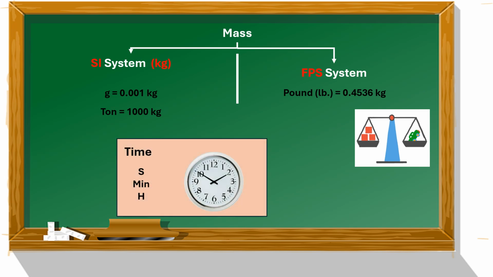Now, let's talk about something everyone understands, time. Time is one of the few basic units that remains the same in all systems. Whether you use SI or FPS, you'll always see seconds, the base unit, used in physics, calculations, and precise timing. Minutes equals 60 seconds, used in daily life, schedules, and sports. Hours equals 60 minutes or 3,600 seconds, for work shifts, flights, and more. So, no matter where you are, a second is always a second.